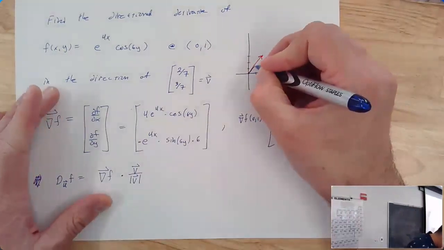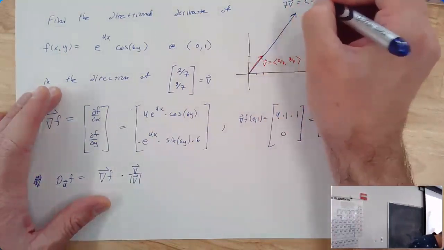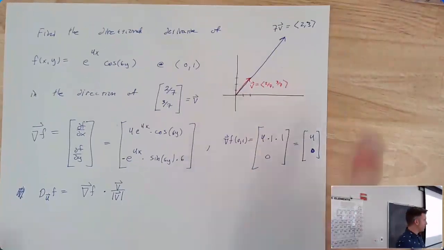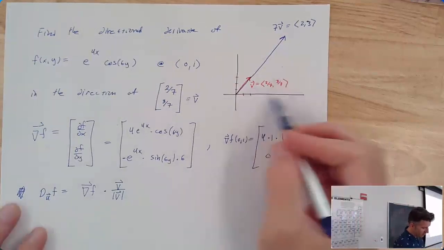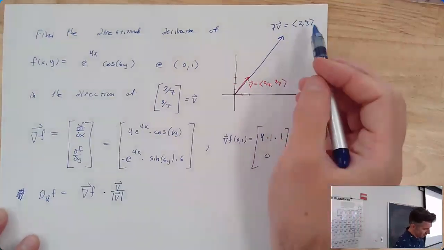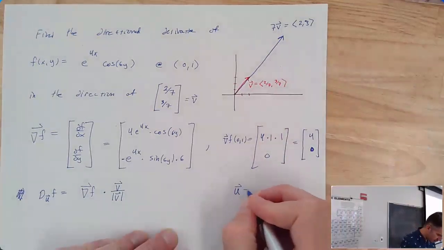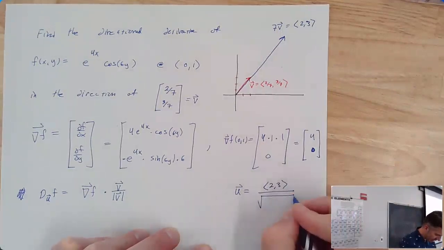So here's 7v equal to the vector 2, 3 in the same direction. And now here's what's great about both of these vectors. They both point in the same direction. And if you take either one of them and divide them by their own length, they'll both be unit vectors that point in the same direction. So instead of taking this vector and dividing by its magnitude, we're going to take this vector and divide by its magnitude. So our unit vector is going to be the vector 2, 3 divided by its own magnitude.